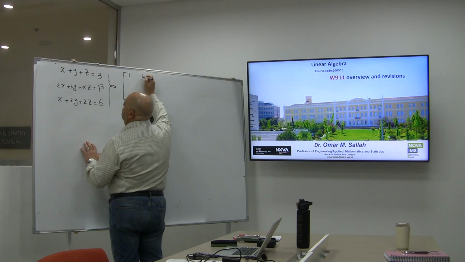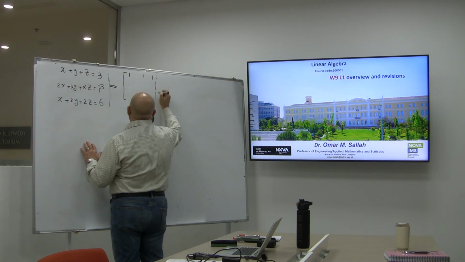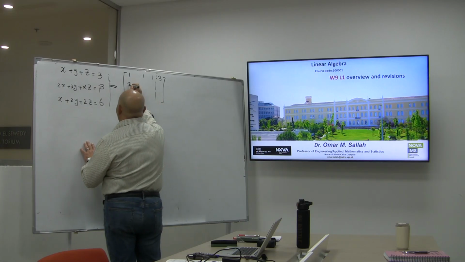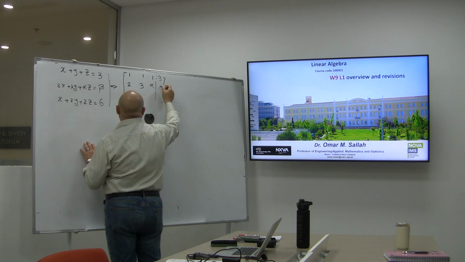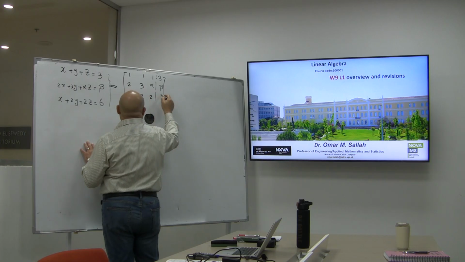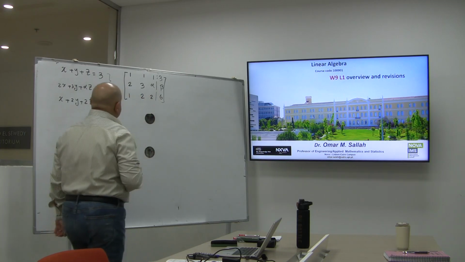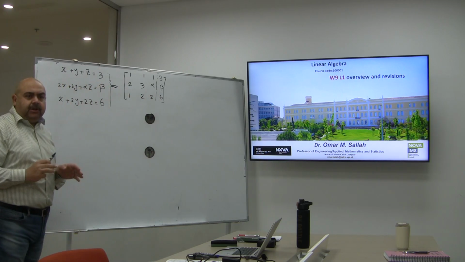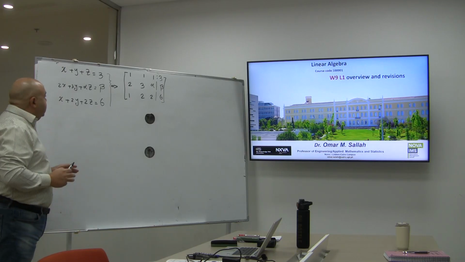So it's going to be 1, 1, 1, 3. For the second row, you will have 2, 3, 3 and alpha, and it's equal to beta. The last row will be 1, 2, 2, and 6. In such a case, that's the augmented matrix.